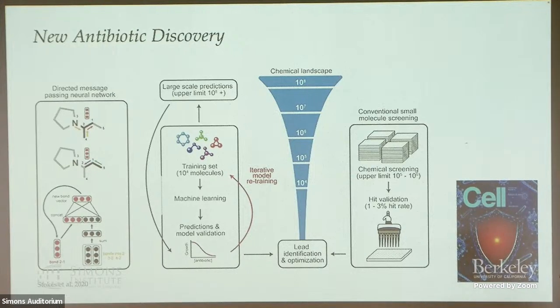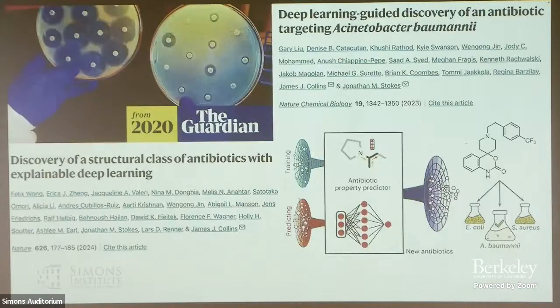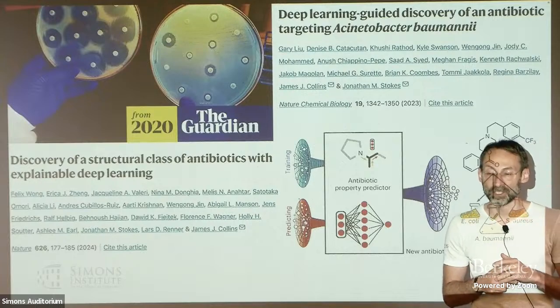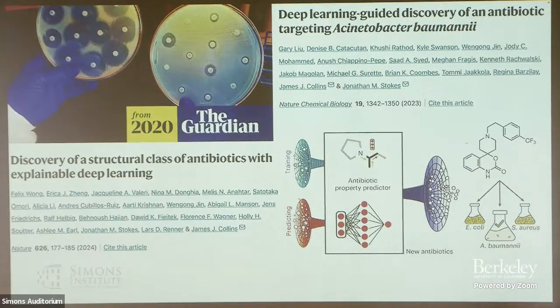So the famous result from the group of Jim Collins at MIT a few years ago was predicting computationally a new class of antibiotics. And actually they tested it experimentally. So I think it was the first time in the last 40 years that somebody has discovered new antibiotic compounds. So this is very important. This is very practical, and people are also making millions, if not billions, at least potentially, with this type of learning applied to drug discovery.